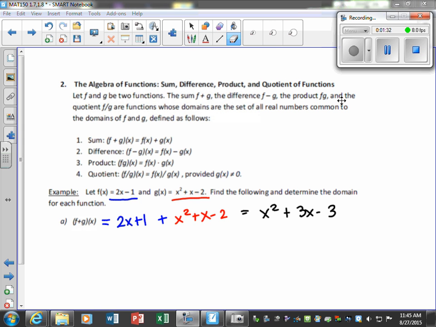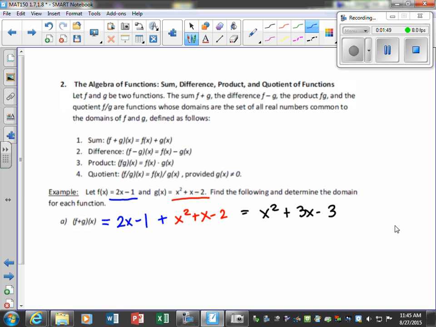And I wrote this down wrong, so that's minus 1. So make sure you make that adjustment right there. So when you add them, you get x squared, then 2x plus 1x is 3x. Makes sense now. And negative 1 minus 2 is negative 3.